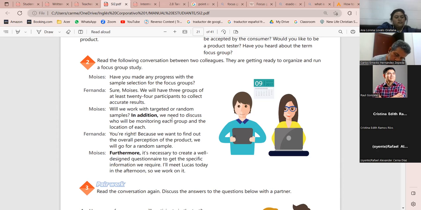We need to discuss who will be monitoring each group and the location of each. Ah, entonces necesitamos un moderador, ¿verdad? O un facilitator. Y necesitamos the place. Okay, the place, location. You're right, because we want to find out the overall perception of the product. Ah, entonces también necesito un buen environment, ¿verdad? Necesito crear un ambiente propicio, ¿verdad? Donde no haya ni amenaza ni sesgo a contestar hacia sí o hacia no, ¿verdad? Estar en contra o estar a favor, ¿verdad? Que sería lo que deberían de hacer también en politics, ¿verdad? Para las polls. Pero, ok, bueno. Eso sería meternos en otro rol.